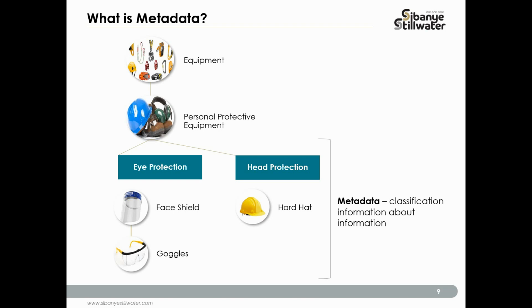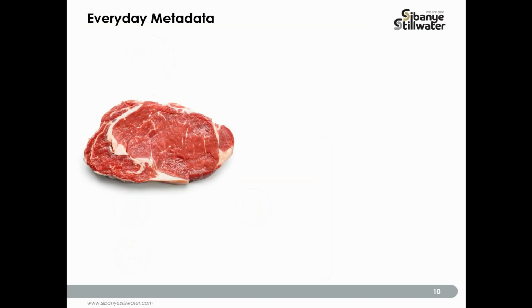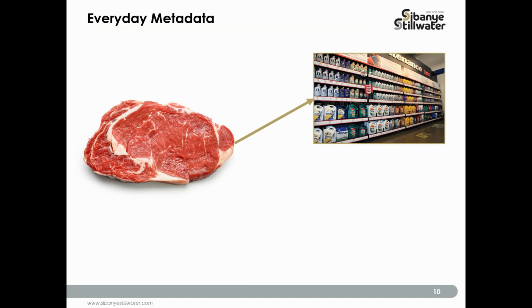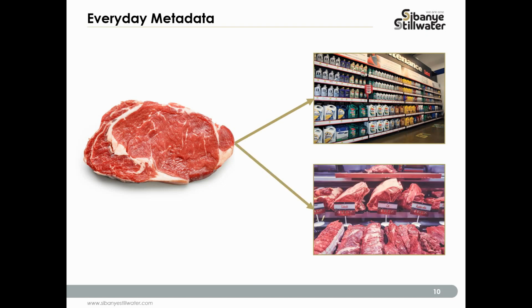So let's imagine you are out grocery shopping and you need to pick up steak. And you know that you need to pick up a particular cut. You know you need to pick up a particular amount of meat. So when you arrive in the grocery store, where are you going to look for it? Are you going to go to the motor oil aisle to find your steak? Or are you going to look in the fridge? I suspect you'll probably look in the fridge.